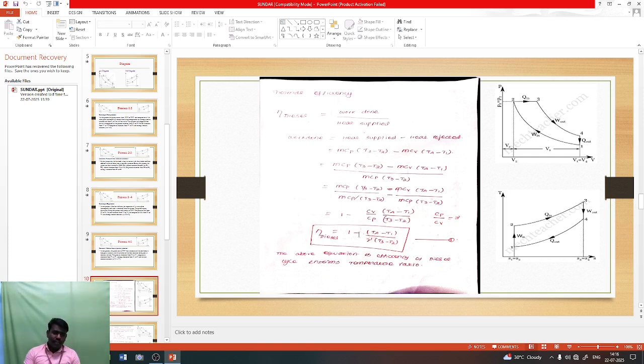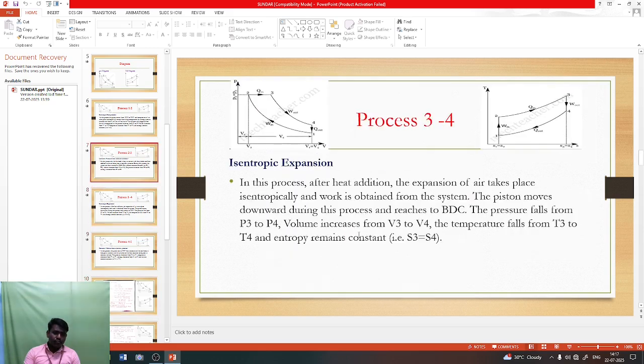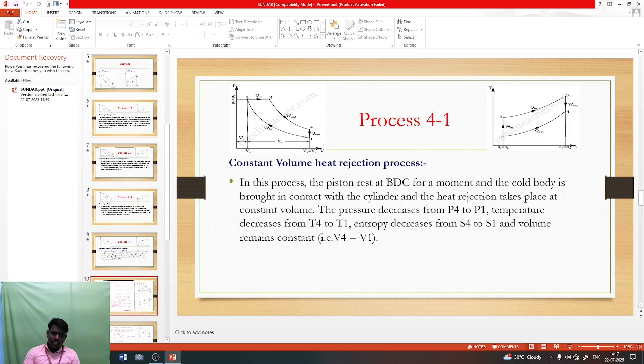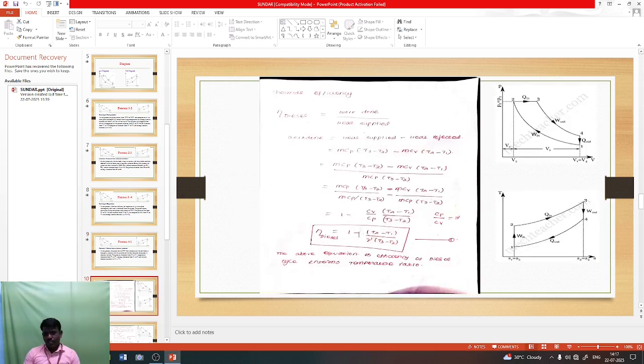So you can see our slide number 2 to slide number 7, the process 2 to 3. During this process only the heat will be added. So what is the formula for heat supplied? We can see it in slide number 10. Work done is equal to heat supplied minus heat rejected. You have to see very carefully. So now from this we are going to derive the efficiency of the diesel cycle. Derivation is very important.